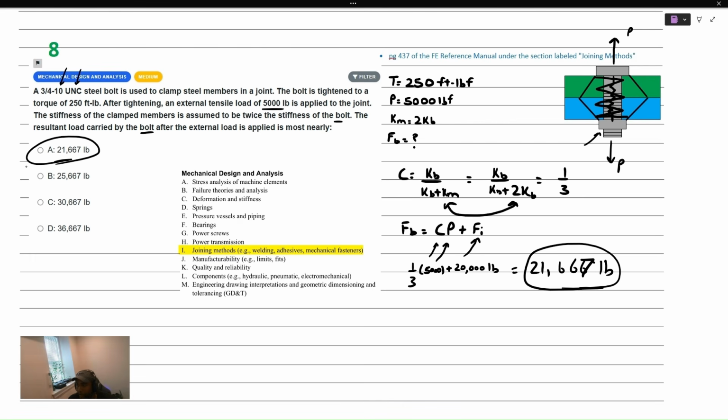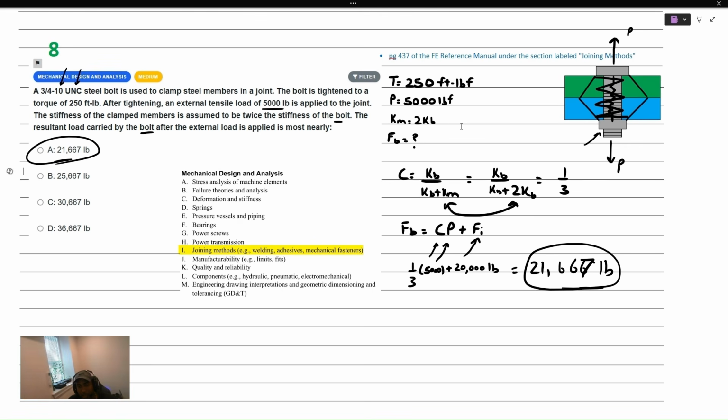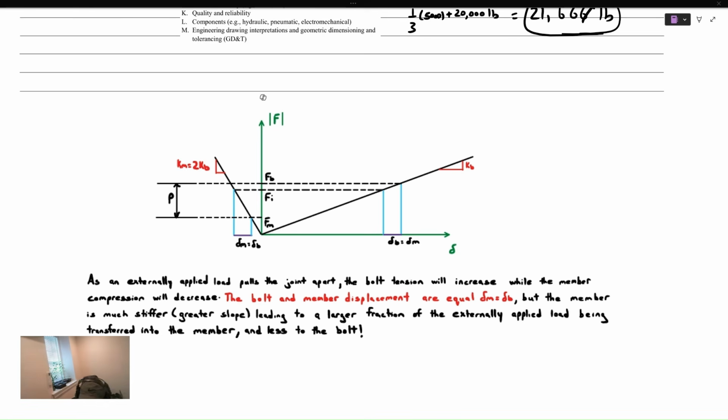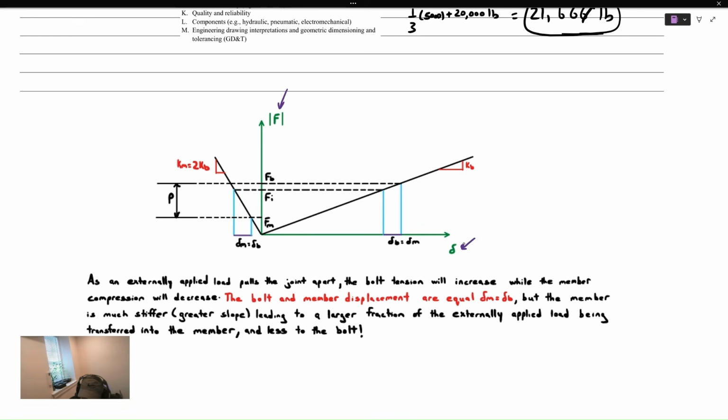And we know how to apply the formulas, but really what I want to show you is something referred to as the joint diagram, and that'll give you some more intuition on this joint coefficient and how the entire system is working. Over here we have the joint diagram where we have the absolute value of the force, and that force could be used to represent the bolt or member force. And we also have the deflection over here.